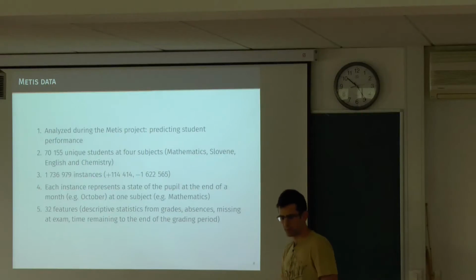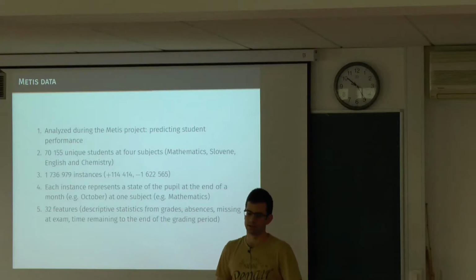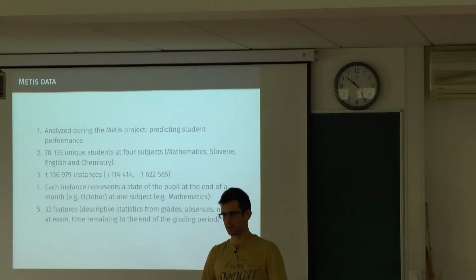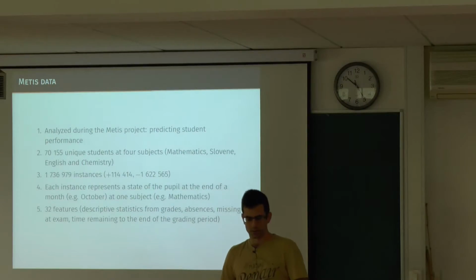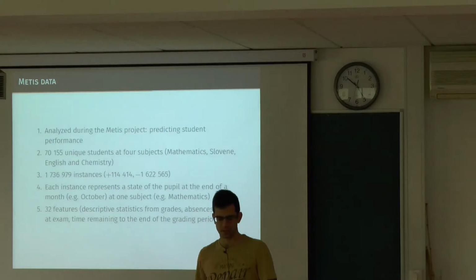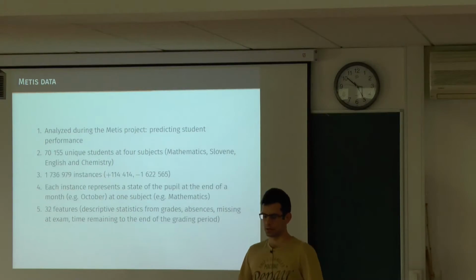So, quickly about the METIS data. METIS data was gathered during the METIS project. It was a project whose goal was to predict student performance at the end of the grading period. The data included about 70,000 unique students at 4 subjects, a little below 2 million instances, where each instance was of the form: student with ID 1 in October 2016 at subject mathematics has these and these grades, so at the end of the month. So this was one instance.